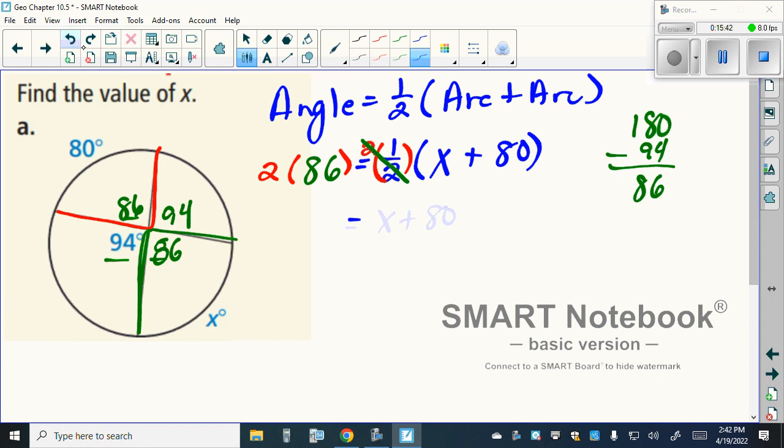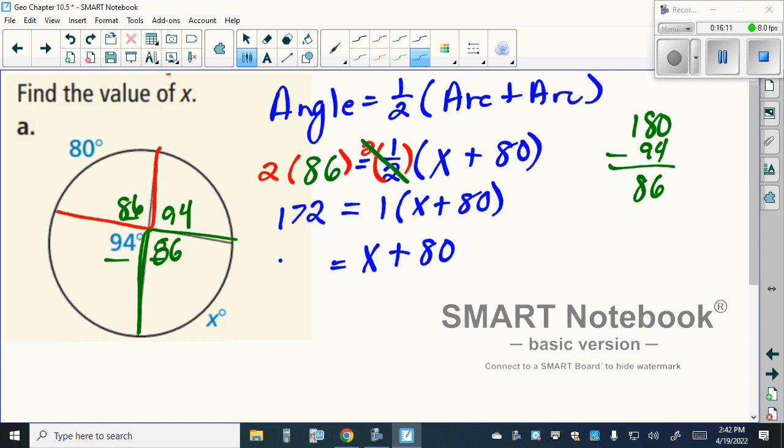Let's back up. So what is 2 times 1/2? So we have 1 times x, and 1 times 80 is 80. We don't normally write it out because the multiplication of 1 is understood at this point. Now the other side, we're going to do 2 times 86, which is? 170.